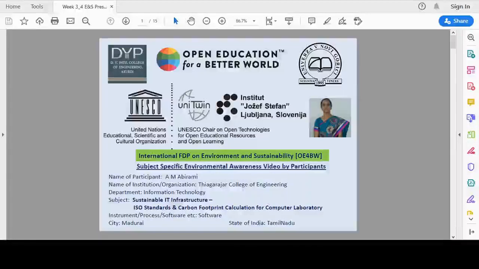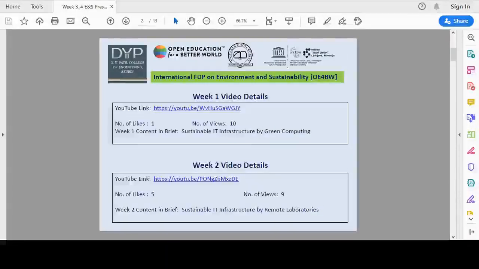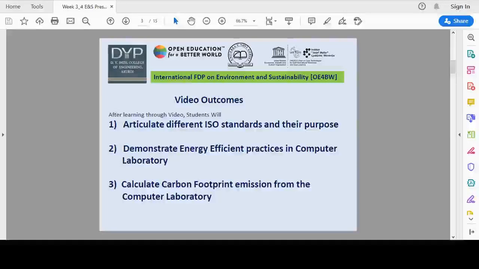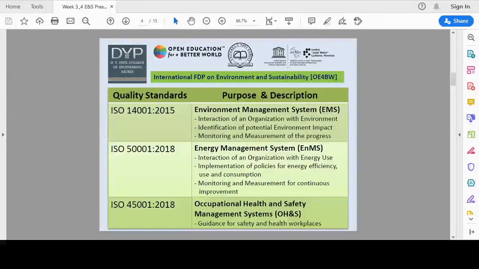The topic is Sustainable IT Infrastructure, ISO Standards and Carbon Footprint Calculation for a Computer Laboratory. After learning through this video, the students will articulate different ISO standards and their purpose, demonstrate energy efficient practices in a computer laboratory, and calculate carbon footprint emission from the computer laboratory.